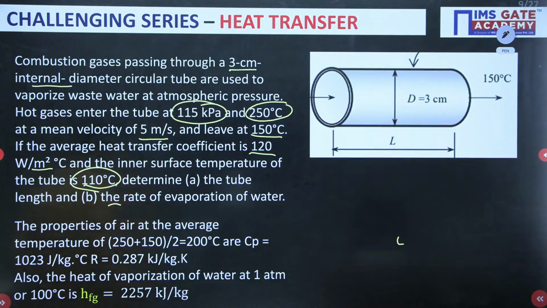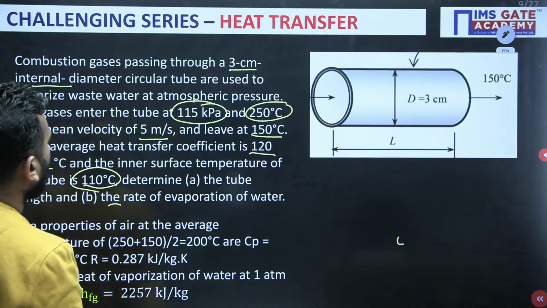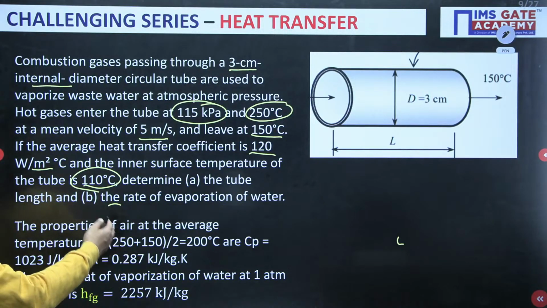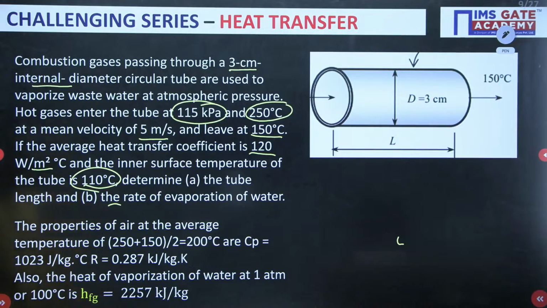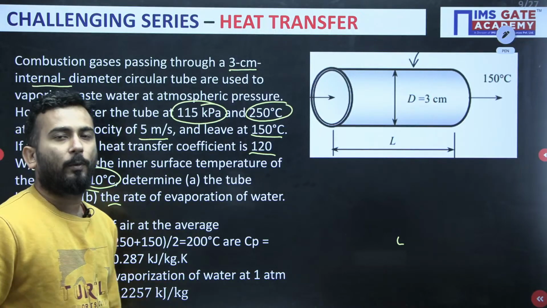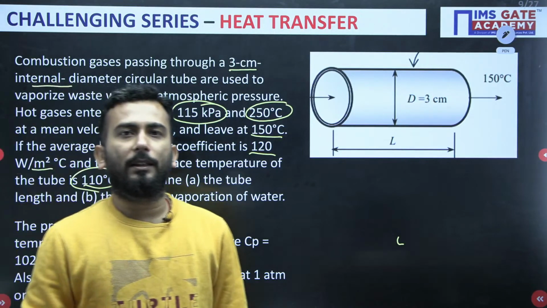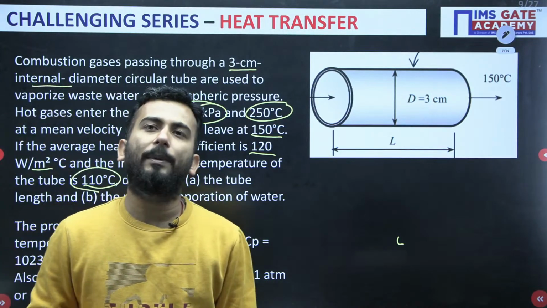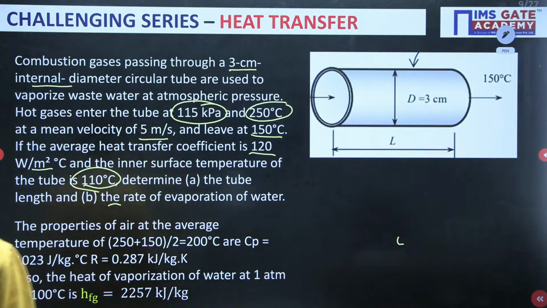Another very good question from your convection chapter. The properties of air at the average temperature are given. All this extra information has been given to you. Actually, this is a combination of heat exchanger plus some concept of convection. It is a mixed bag question where some concept of convection and some concept of heat exchanger, both will be taken into account.